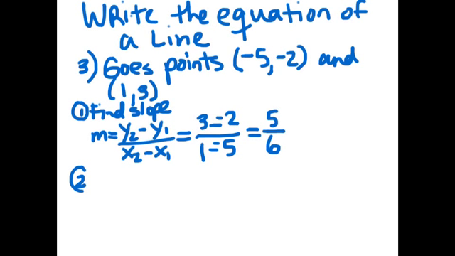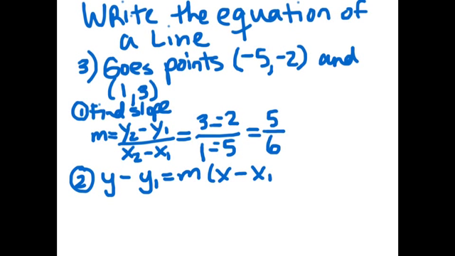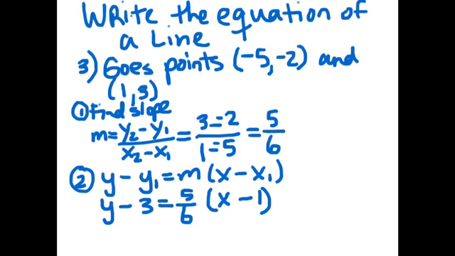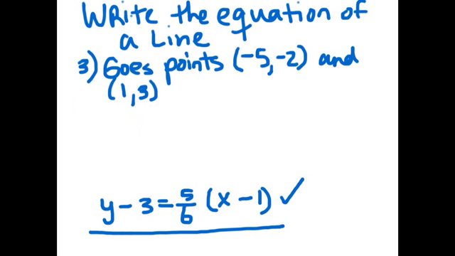So now that I have a point and the slope, I'm going to use y minus y1 equals m times x minus x1. That's point slope formula. So I'm going to be plugging in these values for y1, m, and x1 to get y minus 3 equals 5/6 times x minus 1. When I finish this up, this right here is the correct equation, but if they ask me to write it in slope-intercept form, this is how I would do it.